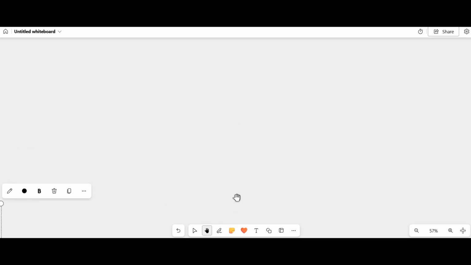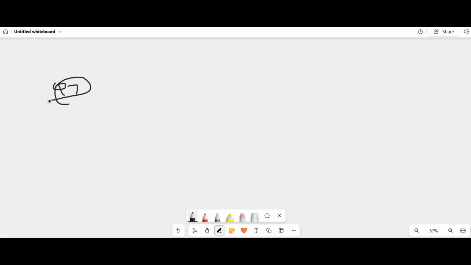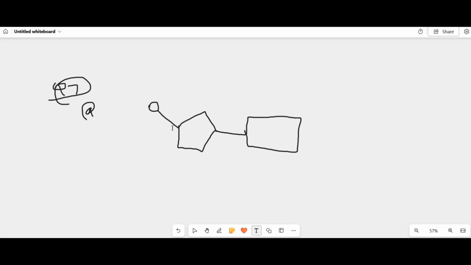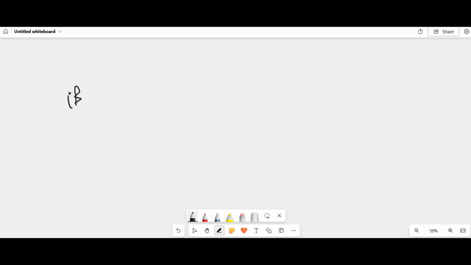Draw the structure of a single nucleotide. So in a nucleotide, you've got a phosphate head like that. You've got deoxyribose here, which is a pentose sugar, so it's going to be a pentagon shape. And then you've got the base, which is normally a rectangle here. So the phosphate is up here, you've got deoxyribose, and then the nitrogenous base here. Cool. Question B.